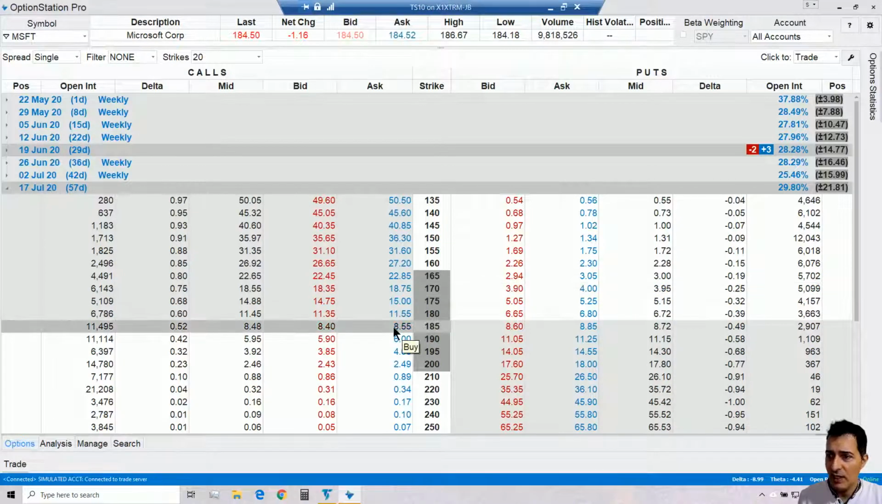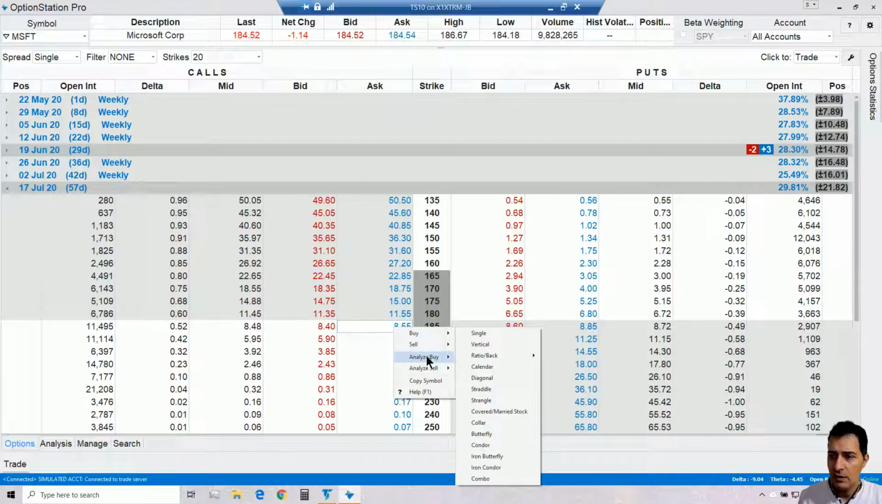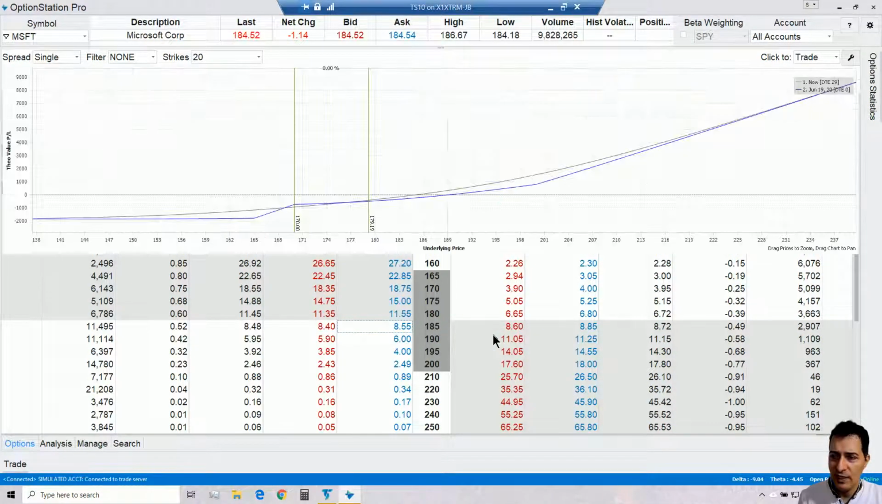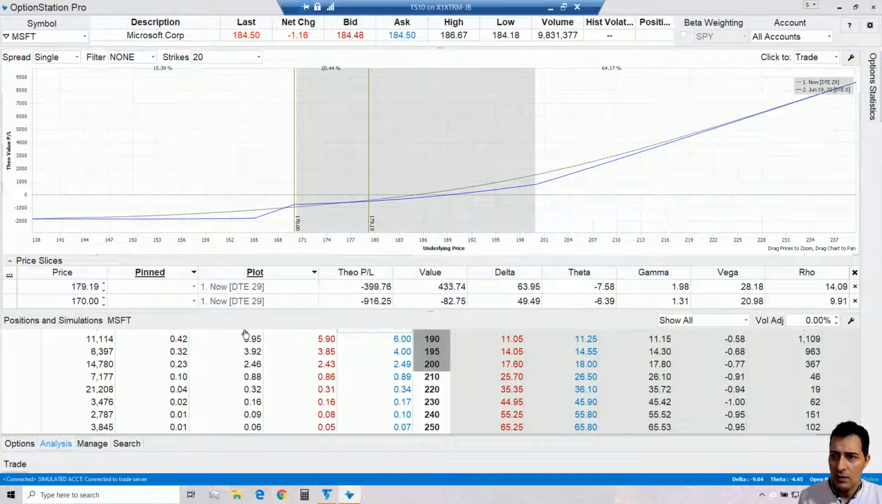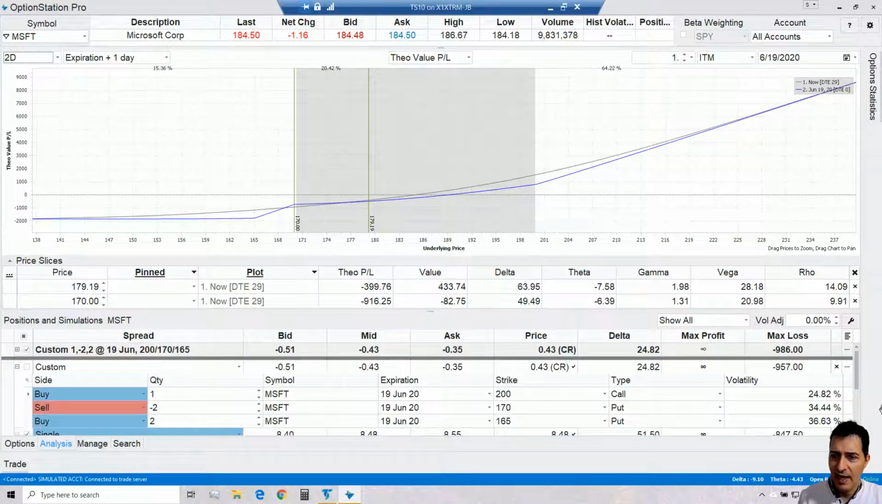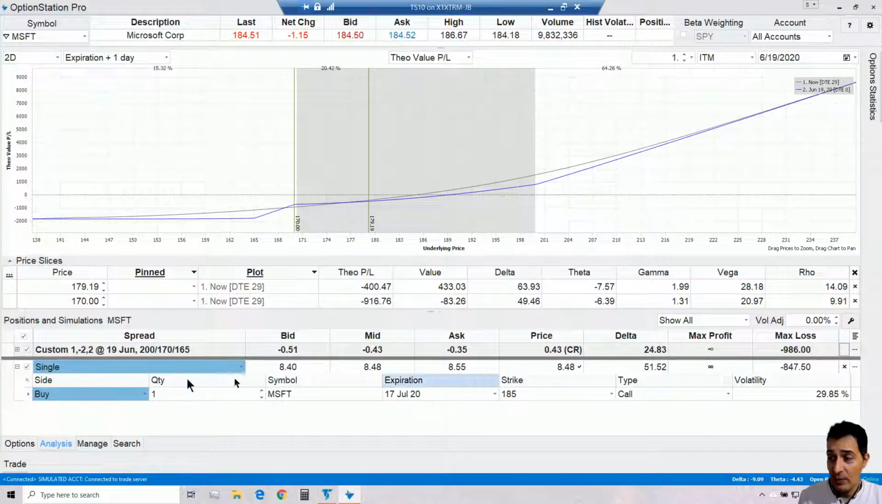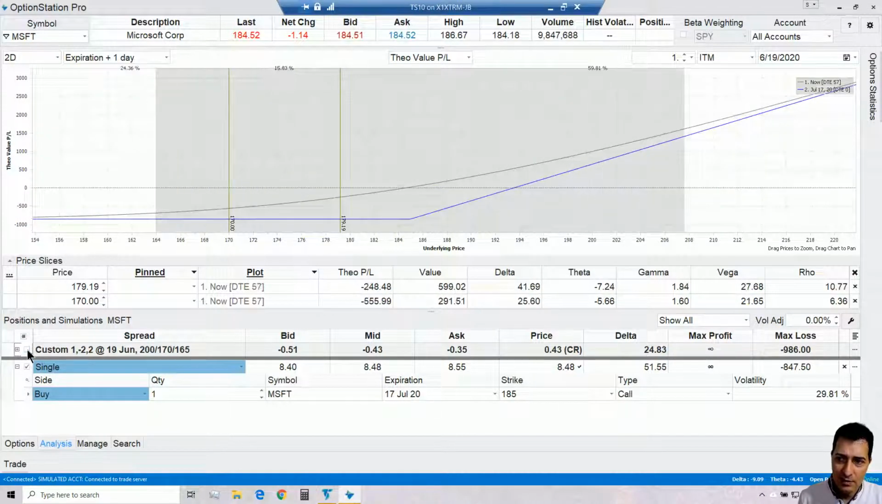So that's going to be the 185 call, and therefore I'm going to right click to analyze and buy a single option, which is going to be buy the 185 call. Okay, here I have it. And well, I have a lot of additional things here. And by the way, I have a trade running. Okay, so I need to make sure that this trade, the custom trade I have here, okay, this is a position. Below is a simulation. So that position I need to uncheck.